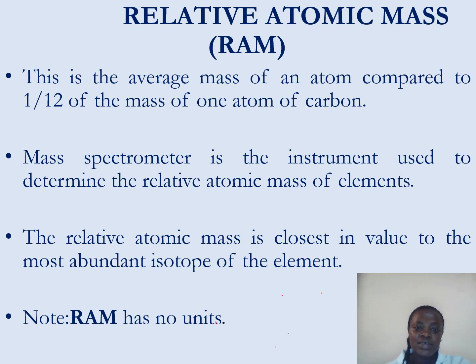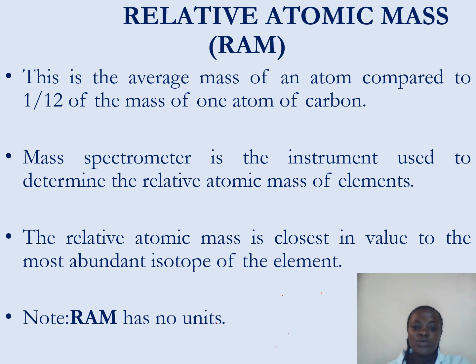In our next slide, we are going to look at the relative atomic mass. It is usually abbreviated as R.A.M. So what is relative atomic mass? Relative atomic mass is the average mass of an atom compared to 1/12 of the mass of one atom of carbon. So we calculate the relative atomic mass in comparison to 1/12 of the mass of one atom of carbon.